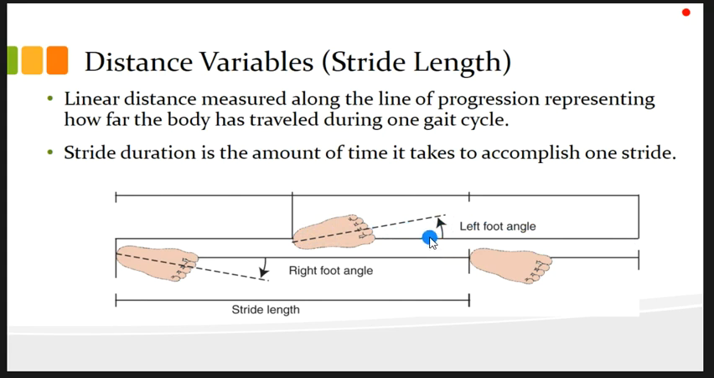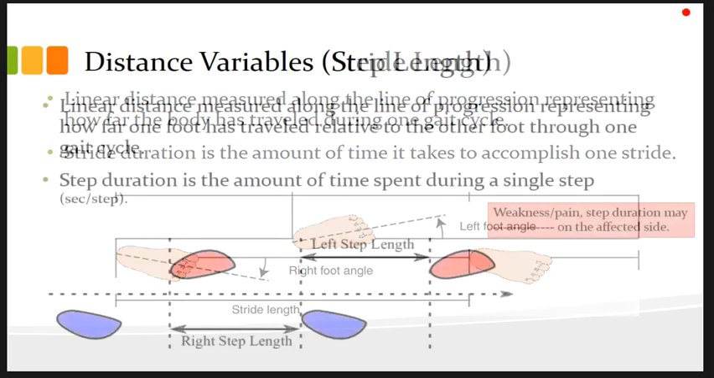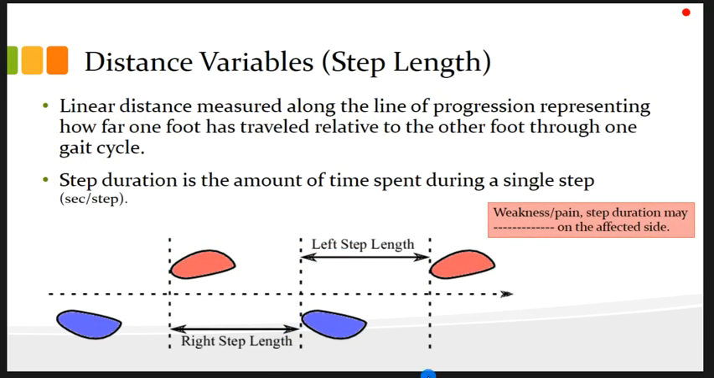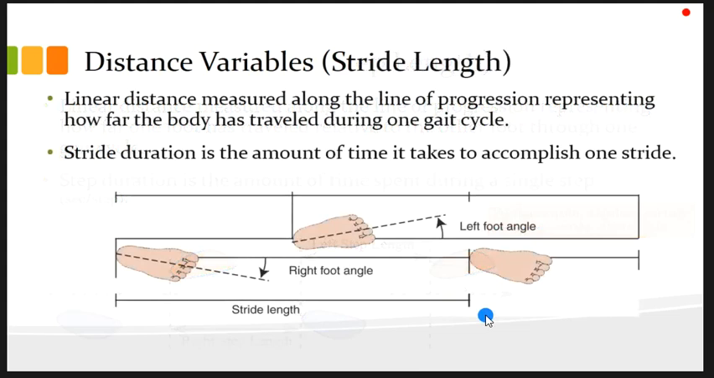So stride duration and gait cycle duration would be synonymous terms. 1 stride per second. So that's step length and stride length. So you can see the stride length is always going to be greater than the step length.